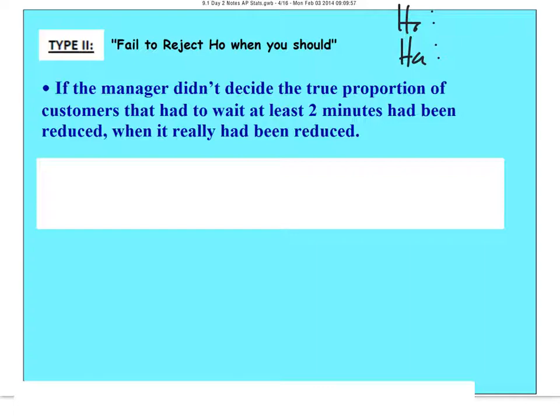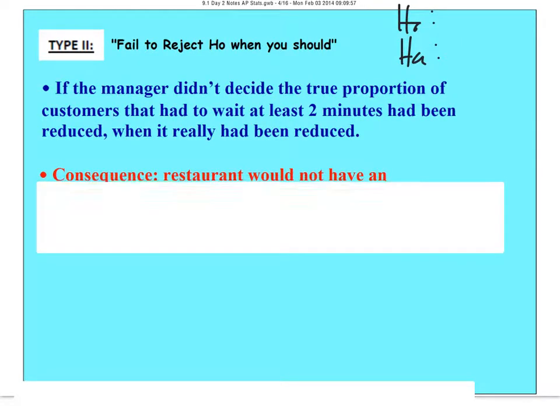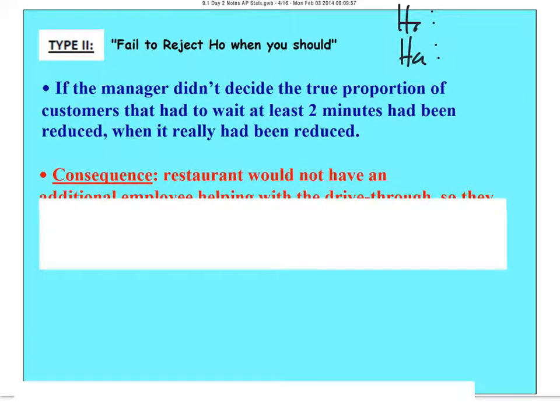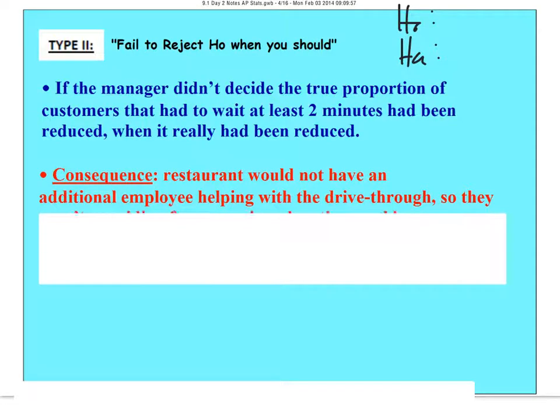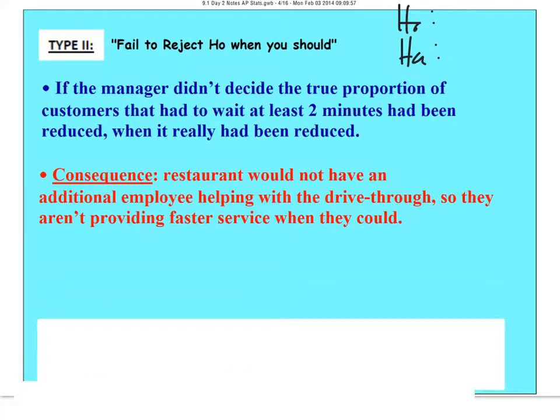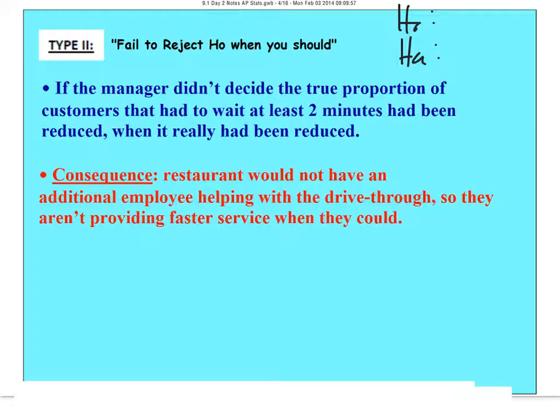So what is the consequence of that? The consequence is the restaurant would not have additional employees helping the drive-through window, so they wouldn't be providing faster service when they could. If he didn't think those people were making a difference, he'd pull them off the window and not have them work. Guys, they were helping reduce the proportion of wait time. So by pulling the people off the window, he is ignoring that there was a type 2 error within his analysis.